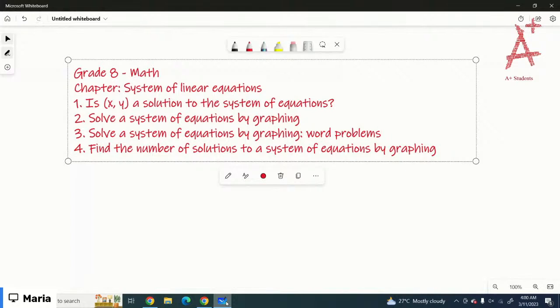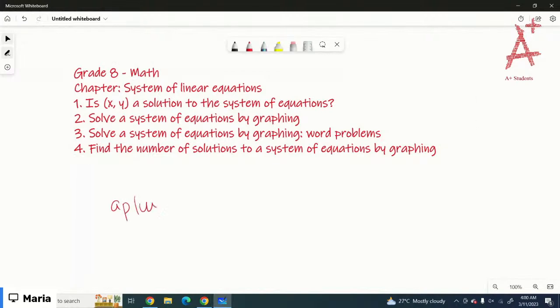So we're going to start with grade 8 maths. You can find all the lessons on aplusstudents.com. You have to log in there using your email address and the password provided by the administrator. Then you have to select math from the subject tab. Scroll down to grade 8 and then click on view all lessons. There you can find a list of the chapters.